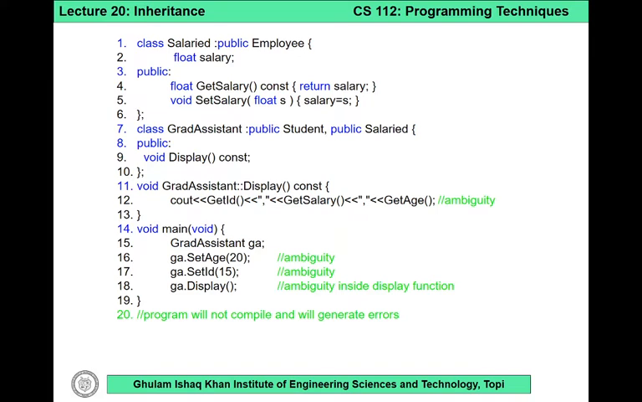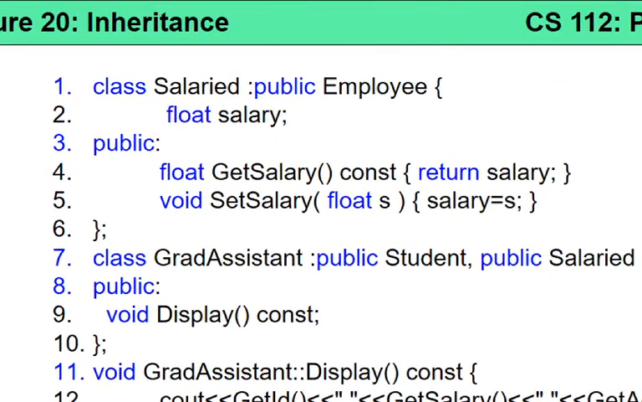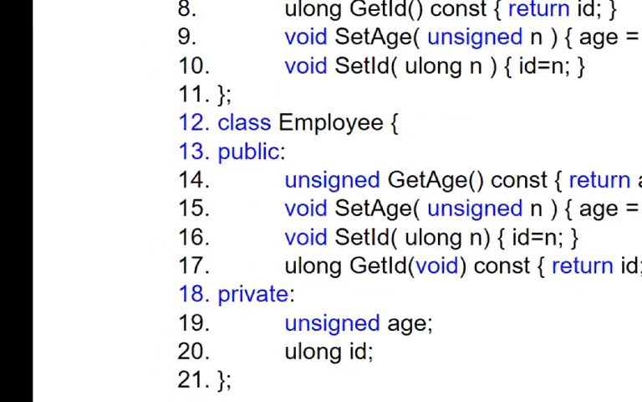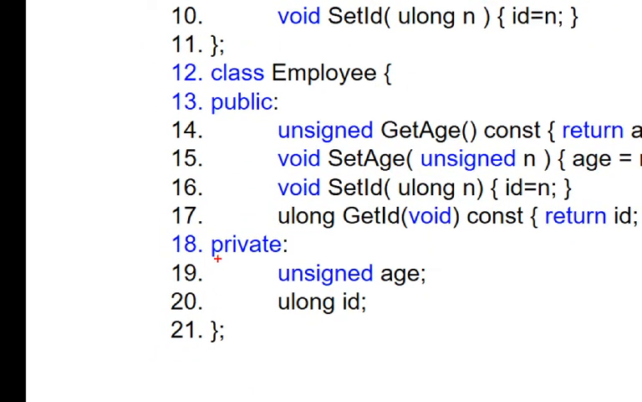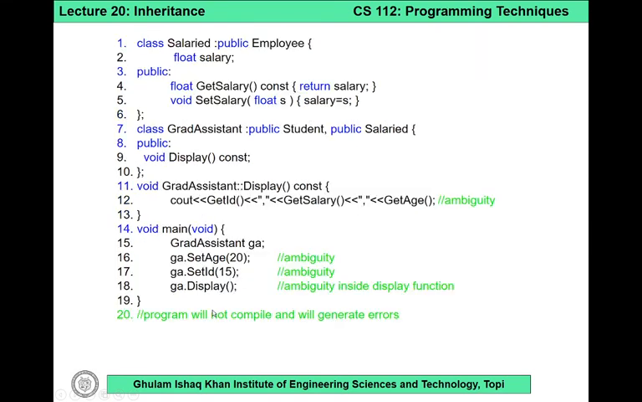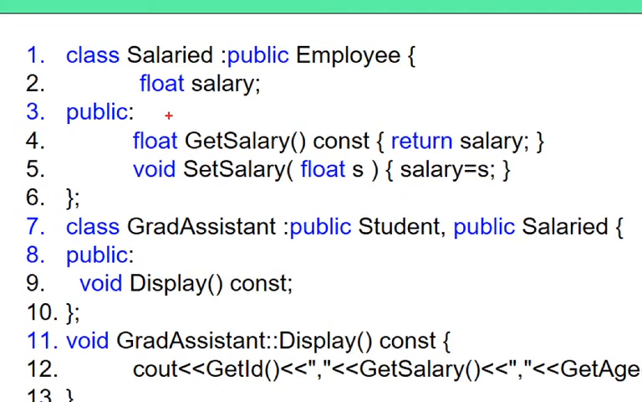Now we have another class which is called the salaried class, right? And this class says that the employee class is my parent class. So whatever is in the employee class which is non-private, let's see in the employee class what is non-private. If you see here, we have private variables age and id. It means that these age and id will not be available in the salaried class, right?